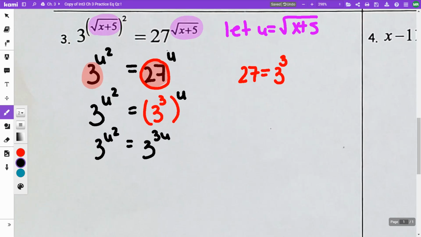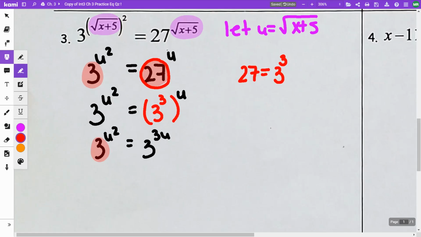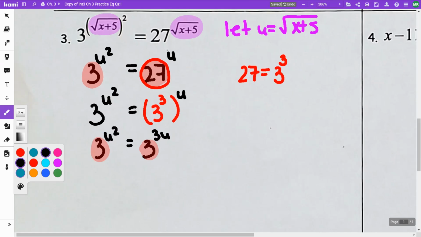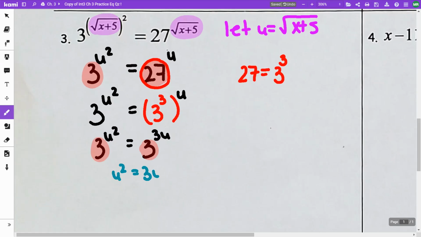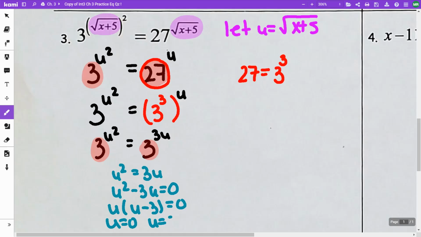At this point, when the bases are the same, okay, when I did get this base here and this base here to be the same, I'm going to take the exponents and I'm going to set them equal to each other. Okay? So I am going to take my u squared equal 3u. I'm going to get everything on one side, 0 on the other. I'm going to factor out a u. And then when I solve this, I get u equals 0 and u equals 3.